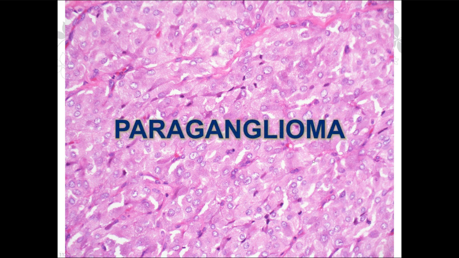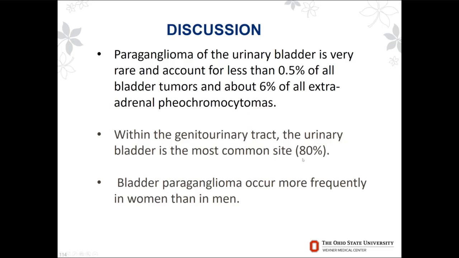This is actually a paraganglioma. So this was called invasive urothelial carcinoma, and I received this as a consult. And the first thing I thought about is, can this be a paraganglioma? It's very rare. This accounts for less than 0.5% of all bladder tumors and about 6% of all extraadrenal pheochromocytomas. Within the GU tract, the bladder is the most common site.